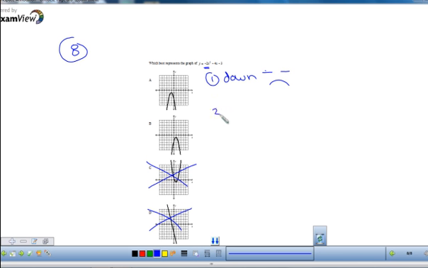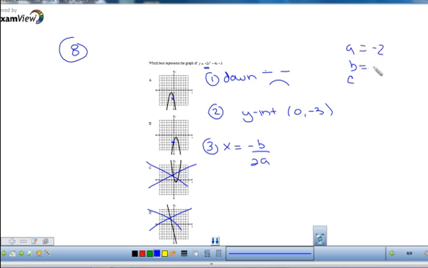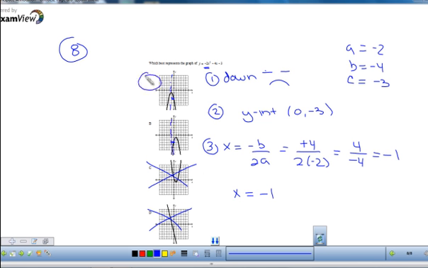Okay, so my y-intercept is 0, -3, which notice they're both at 0, -3. And then finally, my x value. So I'm going to find A, B, and C. So A is -2, B is -4, and C is -3. So I'm going to have the opposite of B over 2 times -2, or -1. Okay, so x is -1. So that means that my line of symmetry is at -1. So notice that it's going to be at -1. So the answer is A.